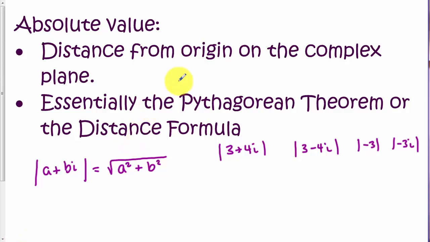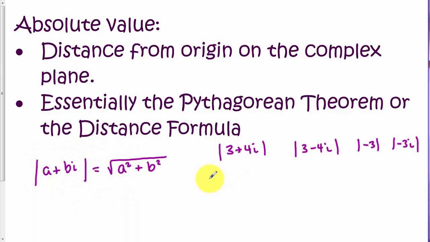Finally, absolute value measures the distance of a number from the origin. And we didn't talk about graphing complex numbers. You can look that up. They are graphed on something called a complex plane, but it again is the distance. So we can use the distance formula or the Pythagorean theorem to figure out that distance. So here's our formula for absolute value of a complex number. So let's just practice that.